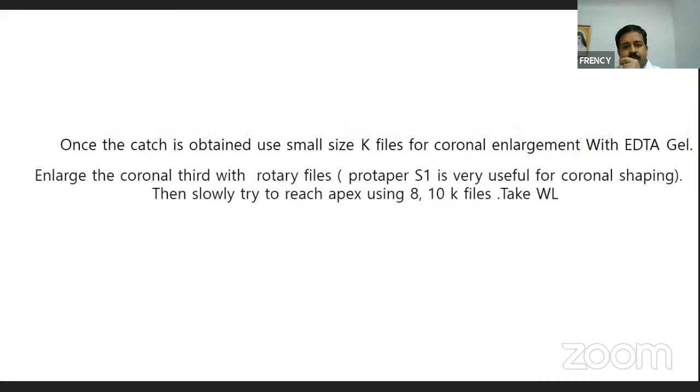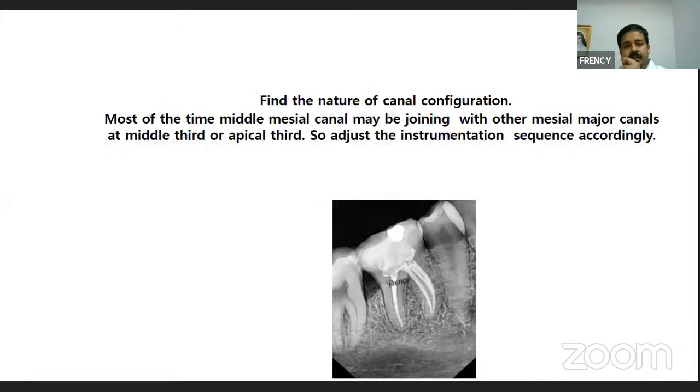Once the catch is obtained, use small K files for coronal enlargement with EDTA gel. Enlarge the coronal third with the rotary files; ProTaper S1 can be used for coronal shaping also. Then slowly try to reach the apex using 8 and 10 K files and then take the working length, and instrumentation should proceed as the normal protocol. Then find the nature of the canal configuration. As I said earlier, many times these types of additional canals may be joining with the main canals. And these types of canals may be very narrow also.